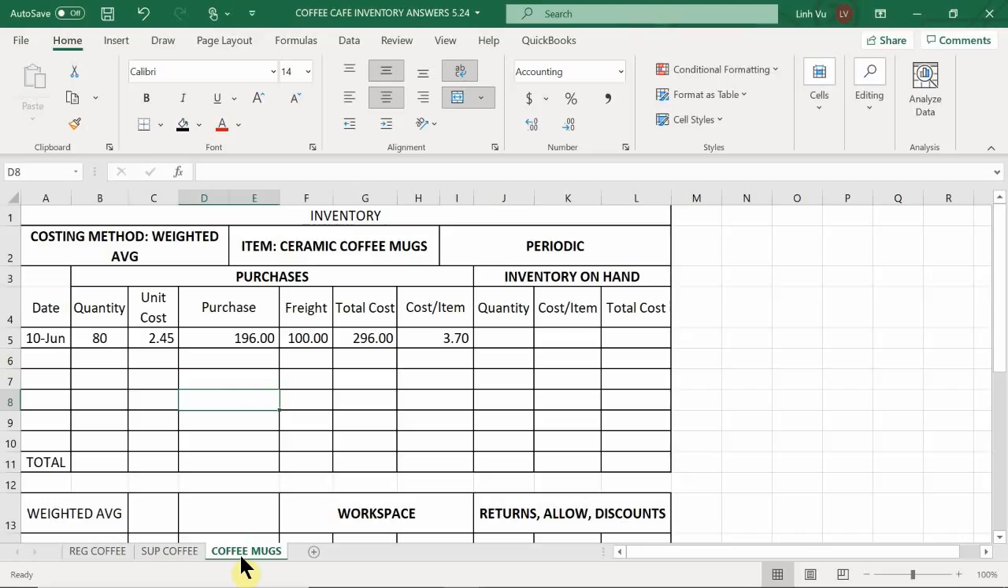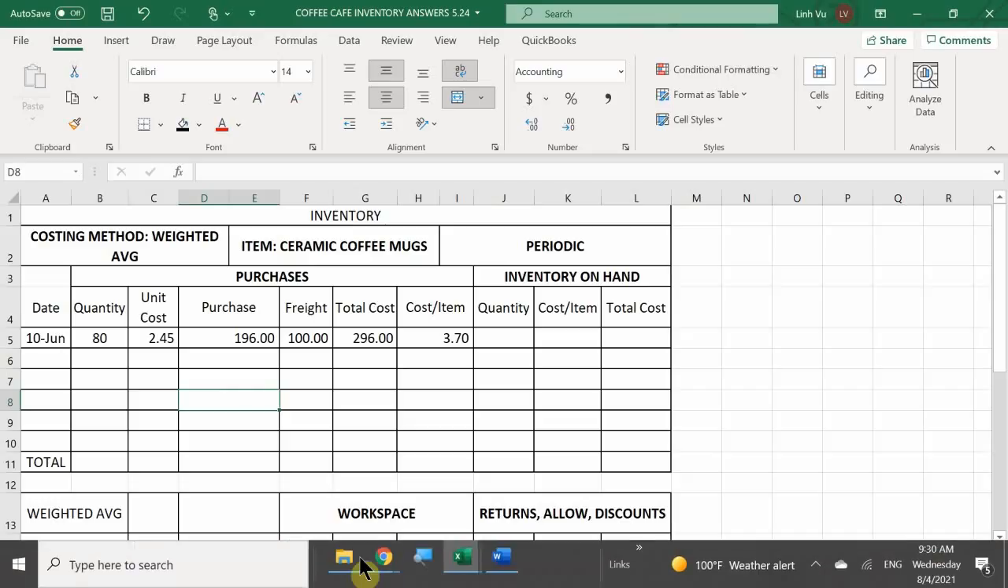So in this case, do we care about keeping track of what we sold? No, not until the very end when someone goes down to the basement and takes a physical count and tells us you still have that amount of cups left. So your assumption is you must have sold the rest. So you don't need to update your ceramic coffee mugs for any reason unless you made a purchase.